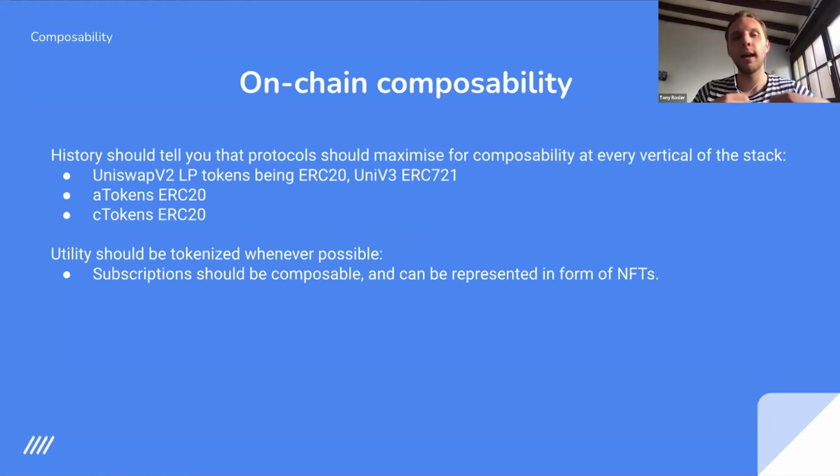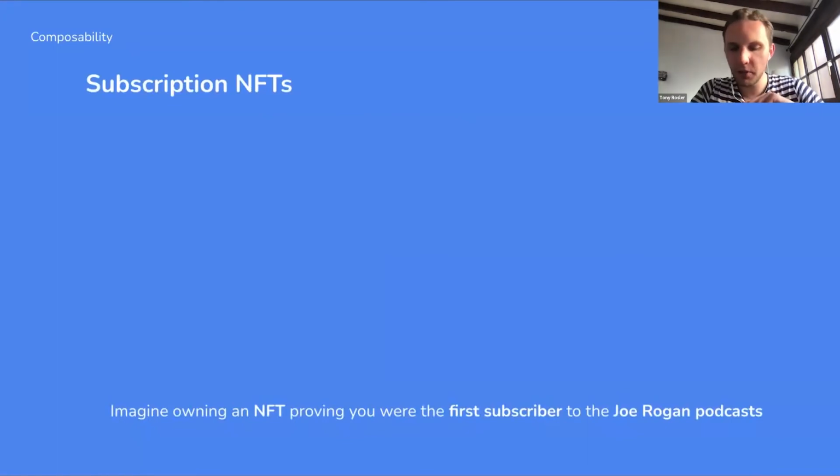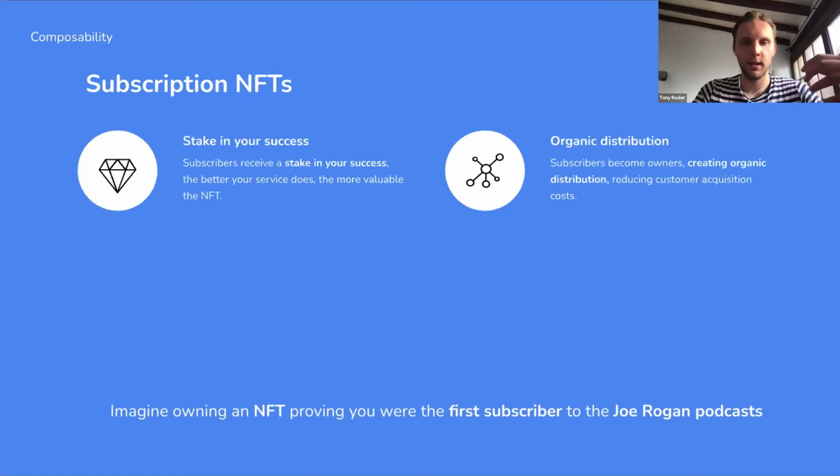The first is that subscriptions themselves can be composable. They can be represented in the form of NFTs. Let's just imagine for a second you owned an NFT saying you were the first subscriber to the Joe Rogan podcast. Now, clearly, this NFT would have economic and social value in today's society. However, along the way, Joe Rogan would have experienced a lot of benefits as well, because the moment you bought the NFT, you acquired a real stake in his success. So the better Joe Rogan does, the more valuable the NFT and the better you do.